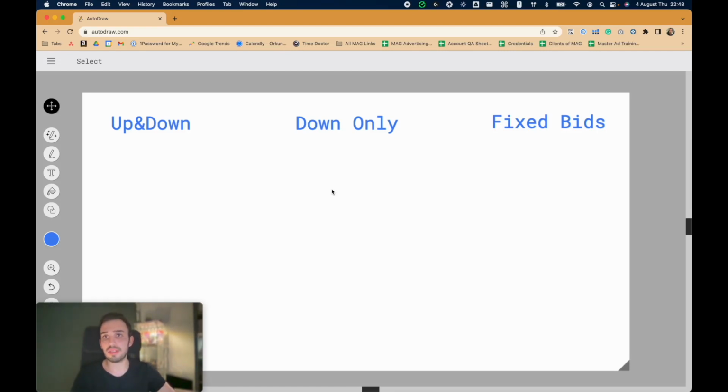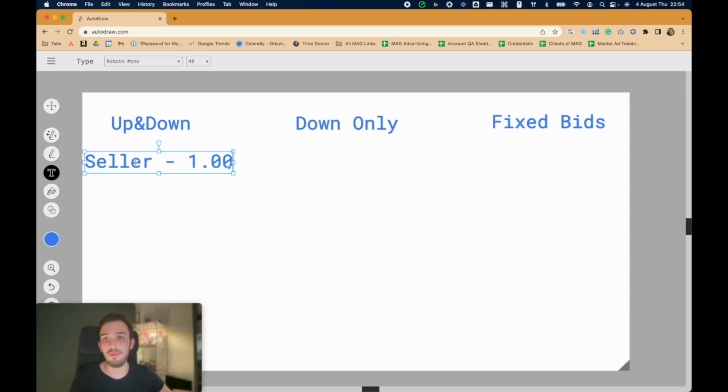And today we will be discussing different ad strategies, different bidding strategies, and how they really work and how we should be utilizing them. So let's say that with up and down, we are saying that we want to bid $1. And when we say that, we are telling Amazon that you can actually increase my bid by 100% or decrease it.